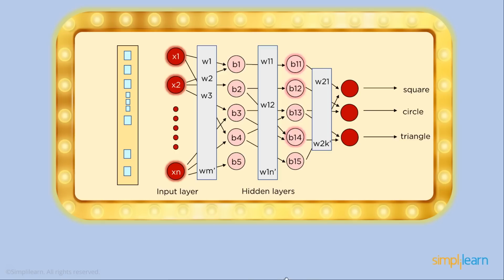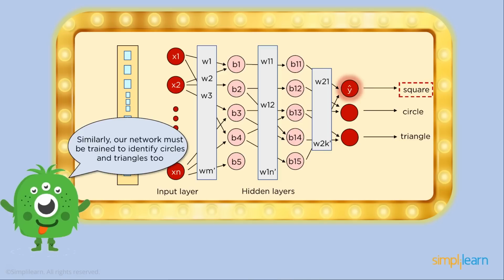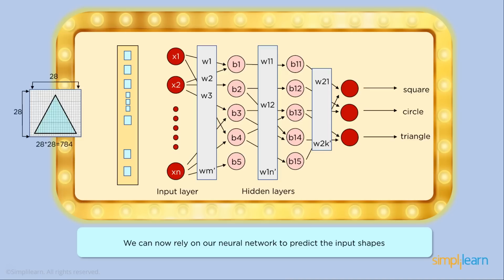And you can see here we have our input layer, hidden layer, and our setup on here. Similarly, once we've trained it for our square, the network must also be trained to identify circles and triangles too. So we need sets of all of these. We need lots of squares, lots of circles, and lots of triangles. The weights are thus further adjusted in order to predict the 3 shapes with the highest accuracy. We can now rely on our neural network to predict the input shapes.